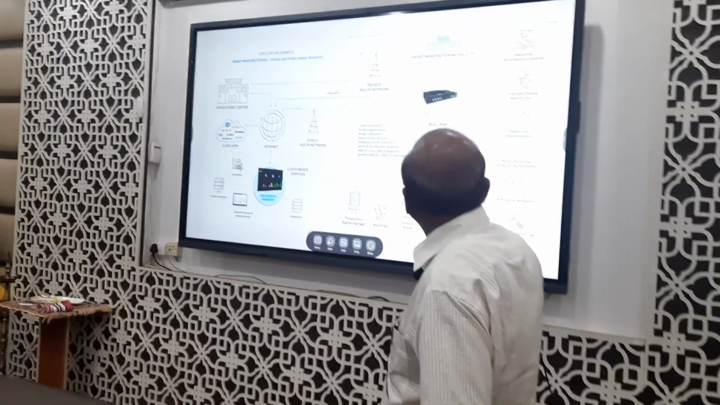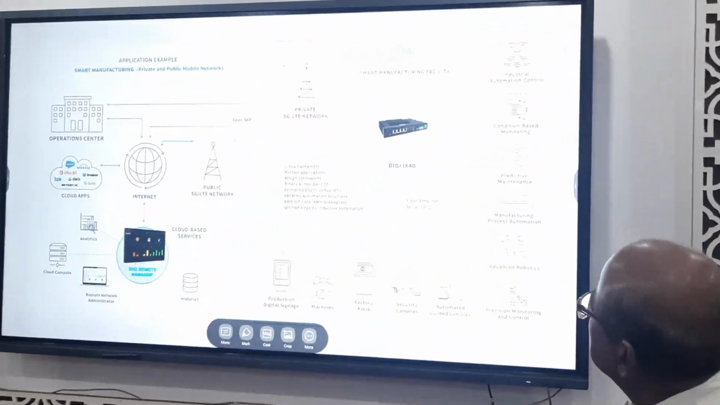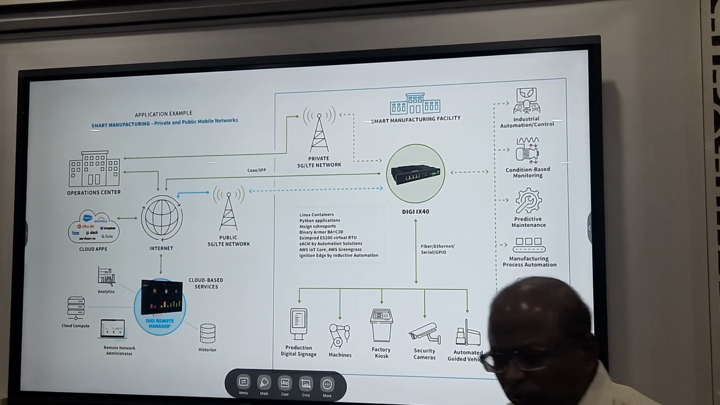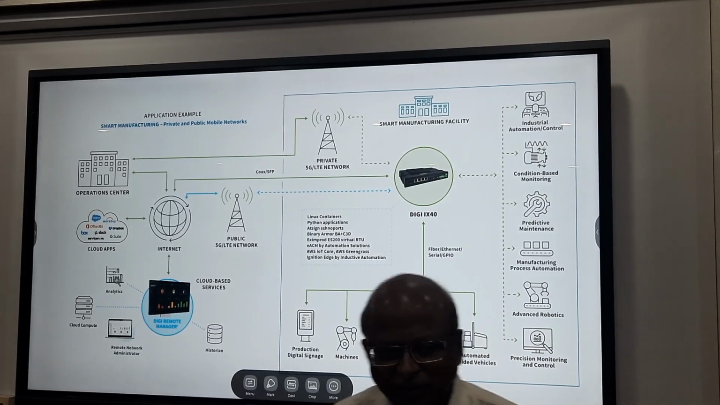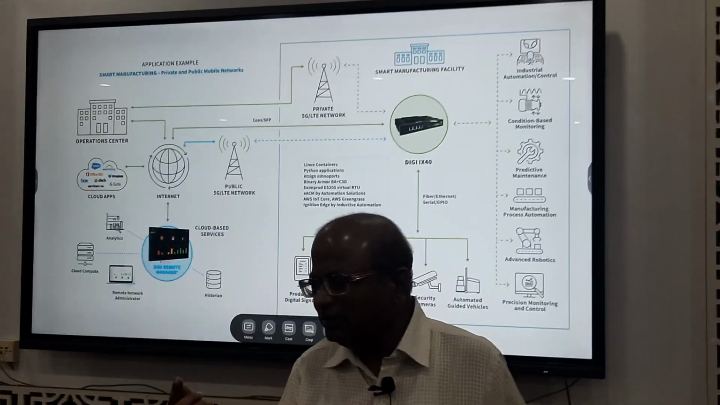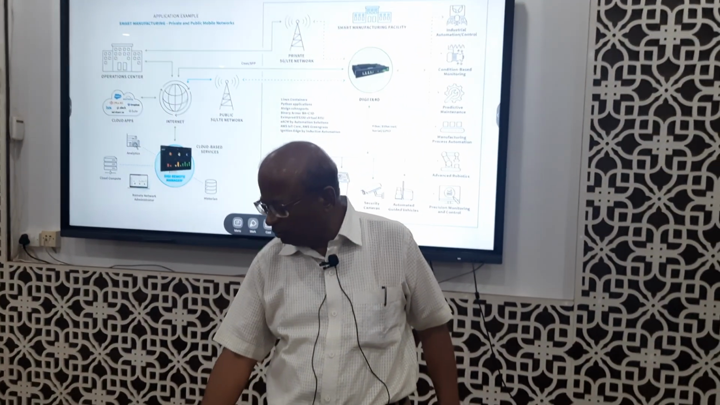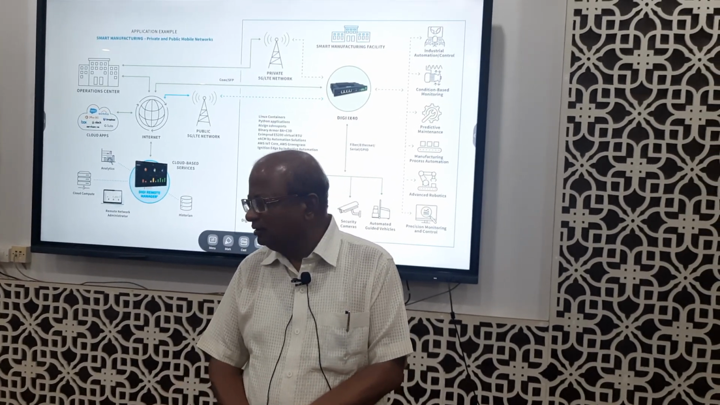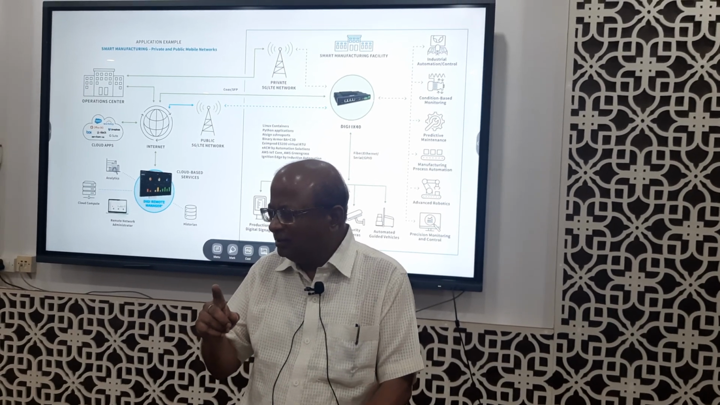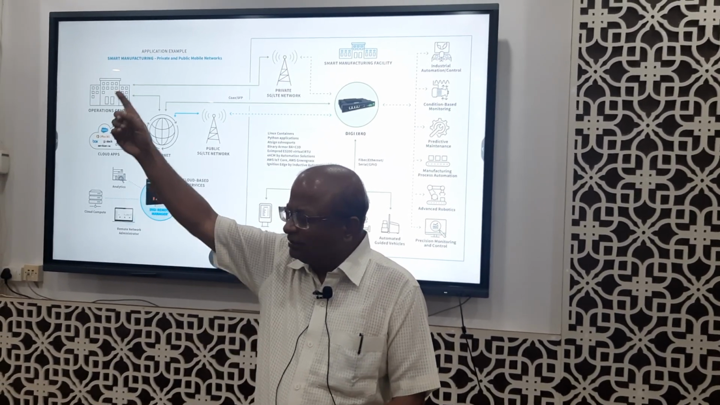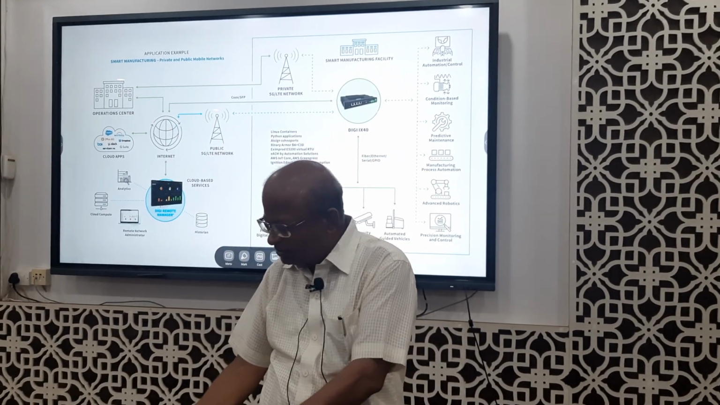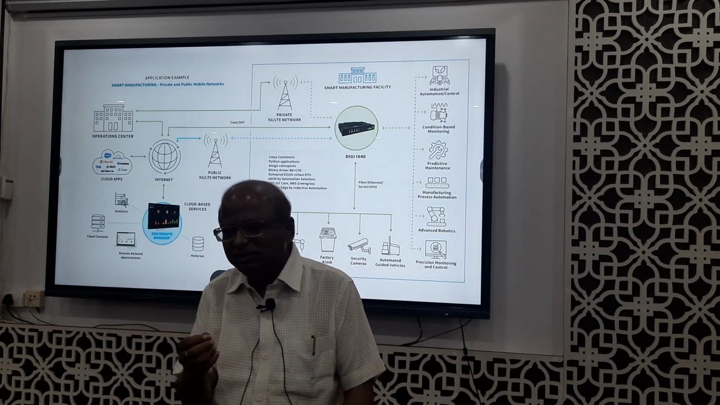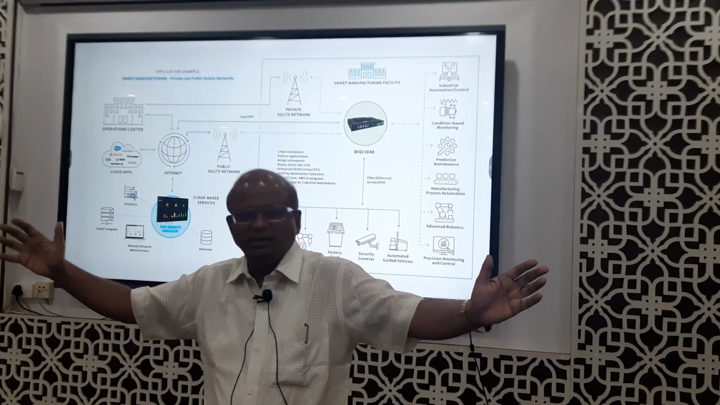This is a general diagram for smart manufacturing, private and public mobile networks. As I know the internet, I give an example. Suppose I am sending one mail to a person who is sitting just by the side of me, but that Gmail is routing from where? Up to the Gmail server, which is situated in USA. So that distance is not mattering here. Similarly, here also Internet of Things, this small world may be geographically distributed to various places.